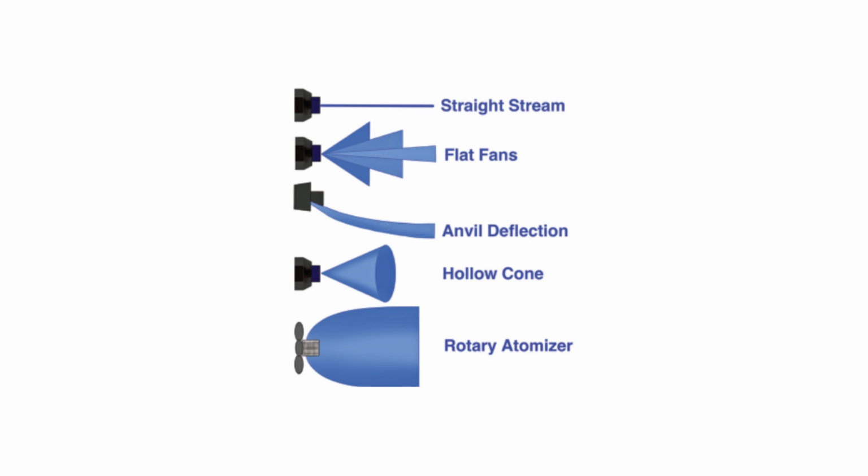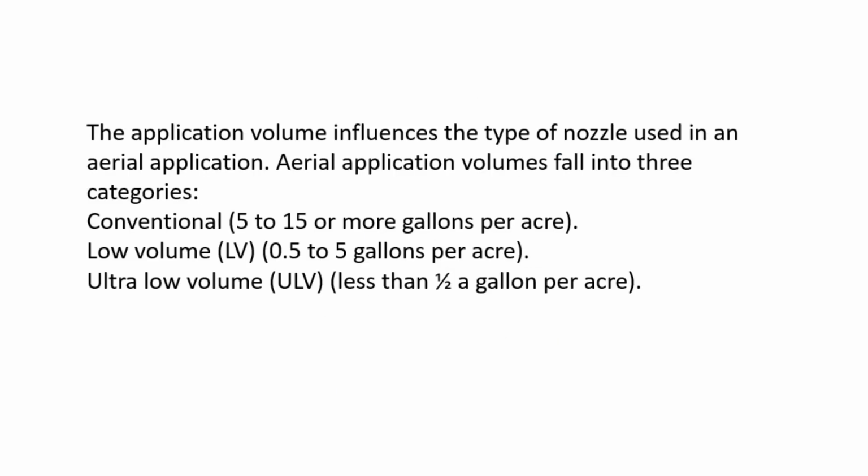On the current slide, you're seeing different streams from a nozzle. At the top, we have a straight stream. Below is a flat fan. Next, we have a manifold deflection. After that, the hollow cone. Finally, the rotary atomizer. The application volume influences the type of nozzle used in an aerial application.